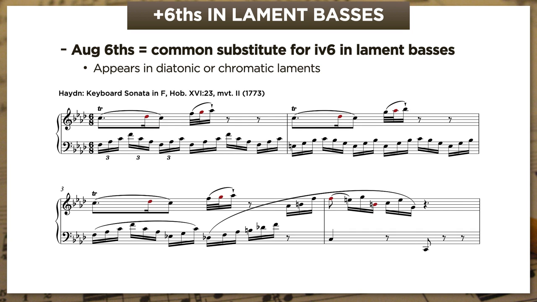So here is a theme where Haydn uses this exact progression. It's actually similar to our last example in that it's a slow sentence where the one bar basic idea appears first over tonic, and then over dominant, and the second half is where we find the lament bass with the augmented sixth. Here is a real pianist playing it.